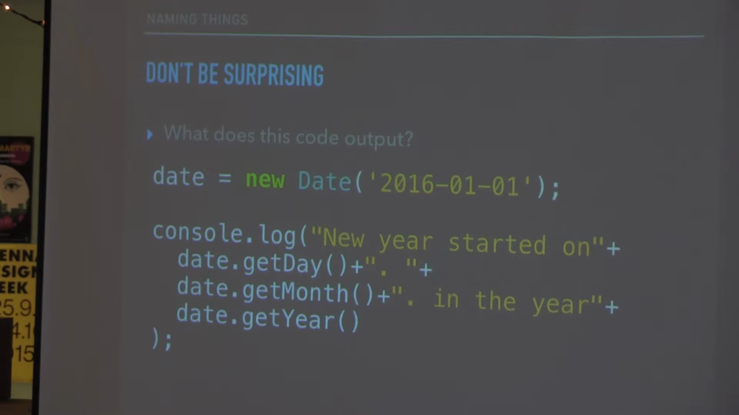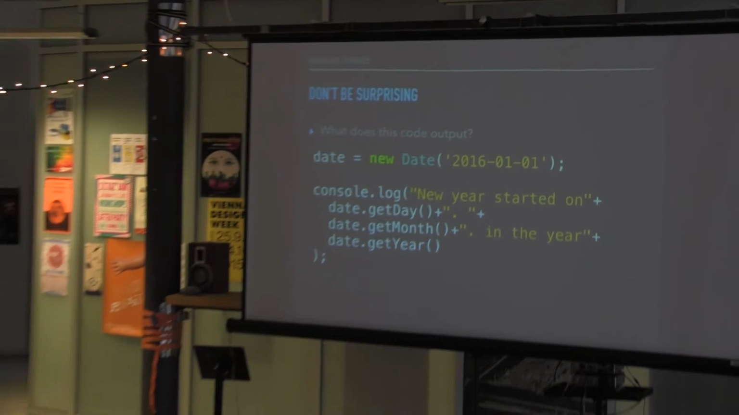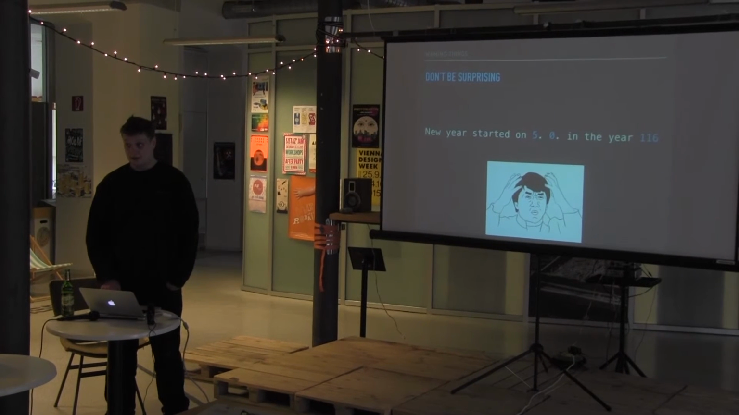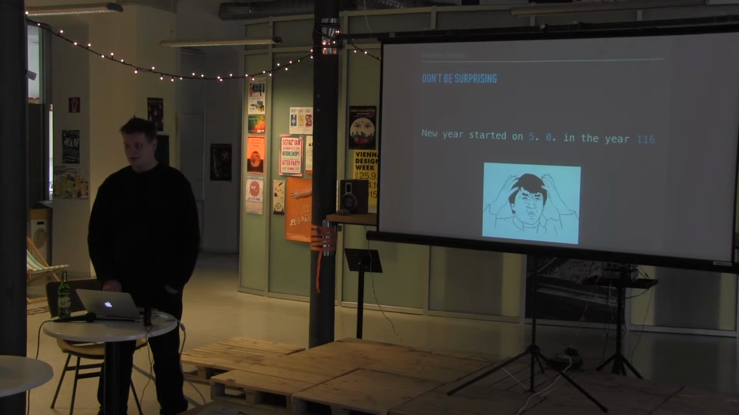Okay, so now let's have a show of hands. How many of you know what this code does? Okay, so this is what the code outputs. New Year started on 5th of 0 in the year 116. So let's have another show of hands. Who was right?